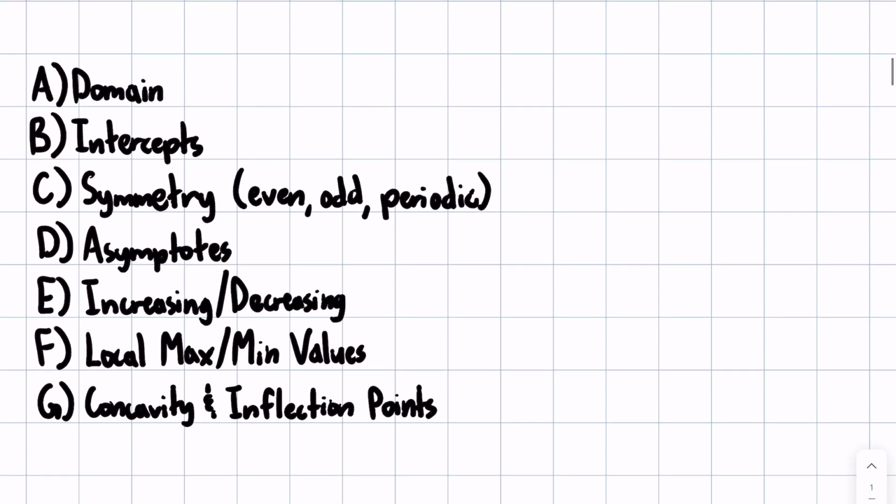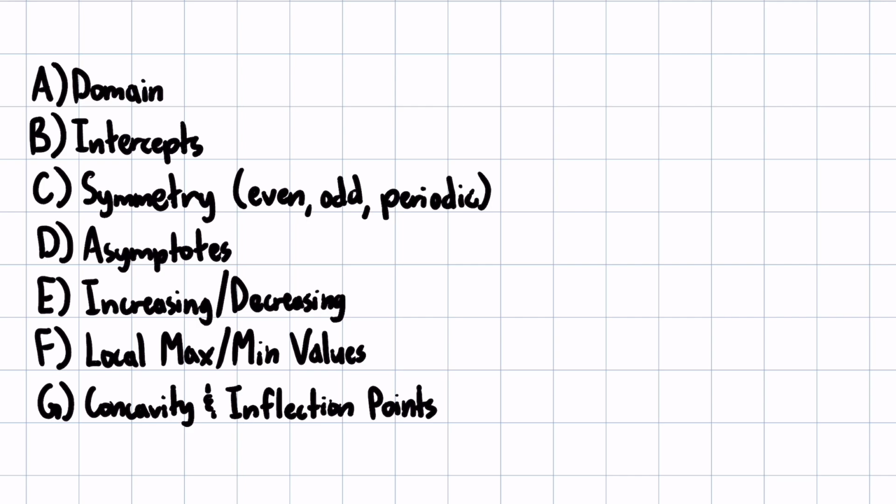So the first thing that you have to do is just find the domain of the function. So that is the values of x for which the function is defined. And then we find the x and y intercepts. Then we look for symmetry. So even and odd functions, we do that by plugging negative x into the function and seeing what we get. And then periodic functions, that would be like trig functions are an example of periodic functions, where if you plug in x plus a certain number, you get the same thing as if you didn't add that number, just f of x.